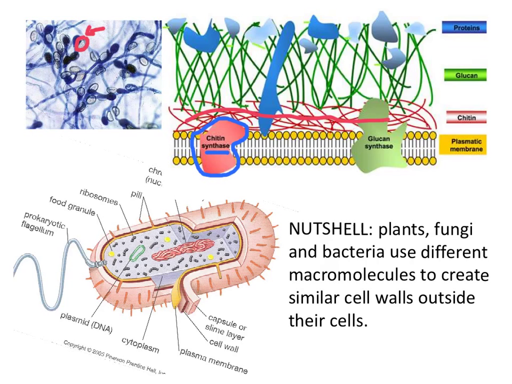Bacteria also have cell walls on the outside of their cell membrane. Here you can see this little area where they've basically taken the outside of the cell and pretended to peel it apart. So you can see the cell membrane or plasma membrane on the inside, and then the cell wall is right on the outside of that. The nutshell here is that plants, fungi, and bacteria use different macromolecules to create similar cell walls, all of which provide structural support for those cells.